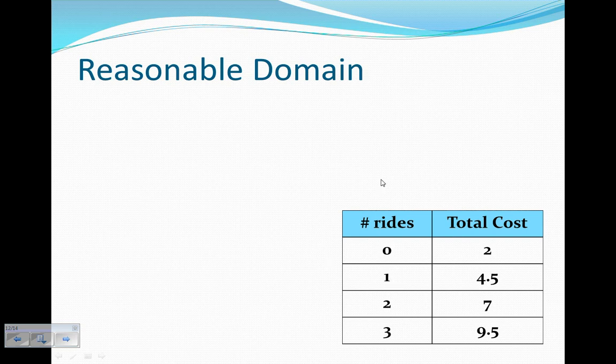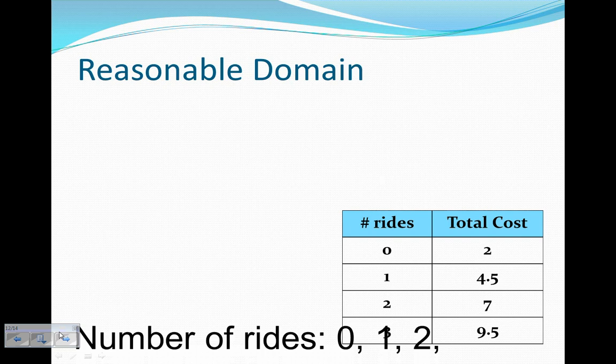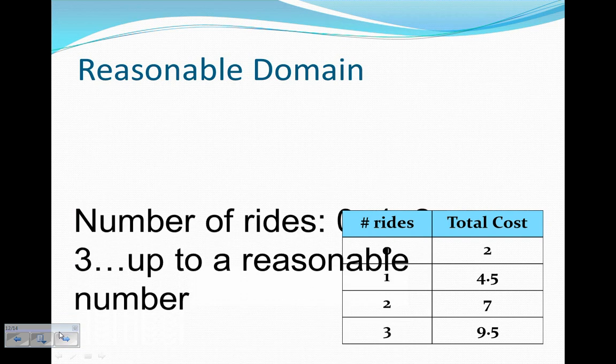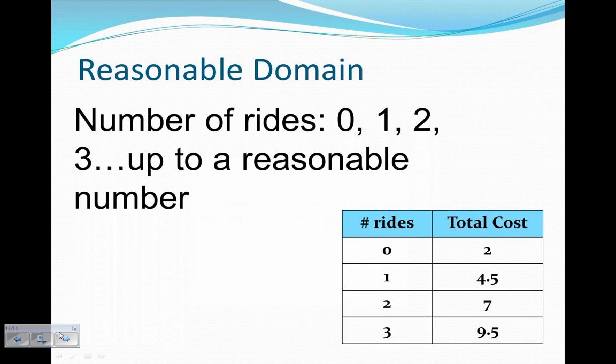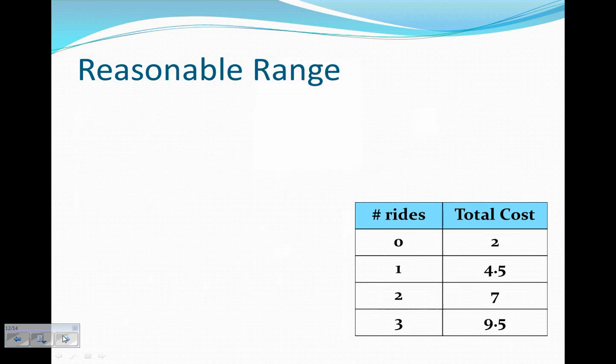The other thing is, can you ride -2 rides? No, you cannot. So a reasonable domain, you're talking about the number of rides, 0, 1, 2, 3, up to a reasonable number. Up to a reasonable number is because you're not going to ride 1,000 or a googol or a billion rides because the park is going to close. Or you'll throw up, one of the two. It doesn't matter. But you can't honestly keep riding until you ride 1 billion rides.